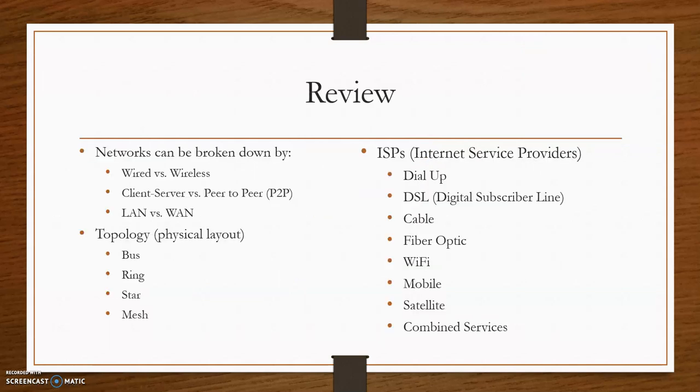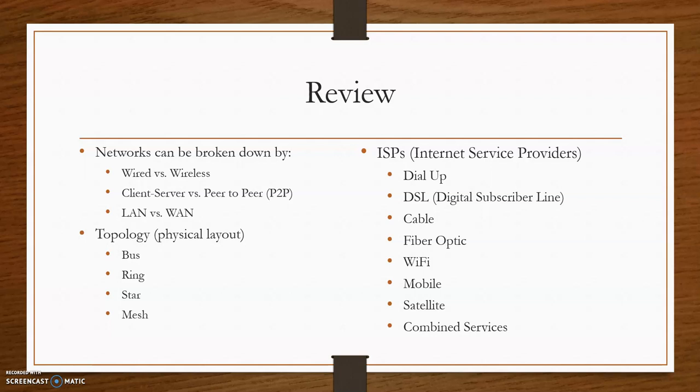So in review, I know that was a lot of information. Networks can be broken down by wireless or wired network. They could be client-server or peer-to-peer. We talked about that in lessons 1 and 2. It could be a LAN or a WAN. When you look at the physical layout of things, the computers on a network can be laid out in a bus diagram, a ring, a star, or a mesh. That's from lessons 1 and 2.